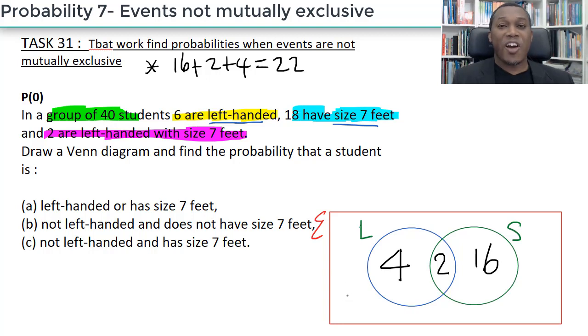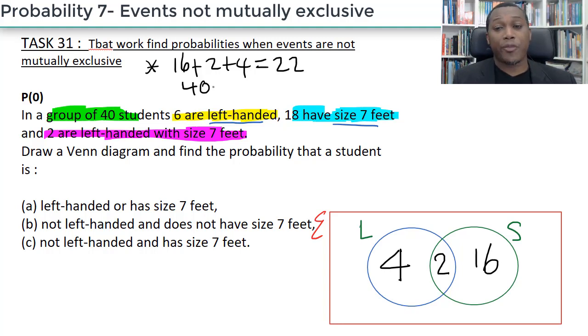How many students are not left-handed, not size 7? How many students are not left-handed or size 7? In other words, they're right-handed and they're not size 7. That's because you're either left-handed or you're right-handed, aren't you? But they didn't talk about right-handed. That would have been fun for a question. But how many? I need to get up to 40.